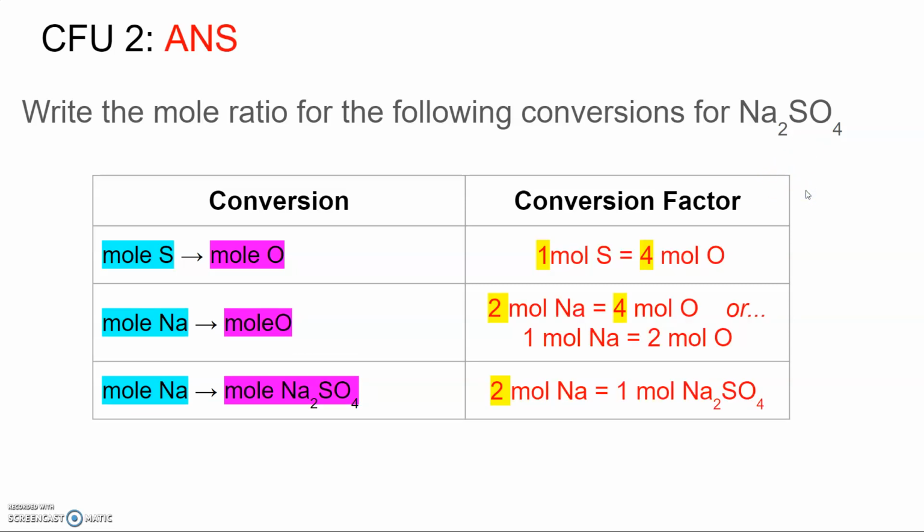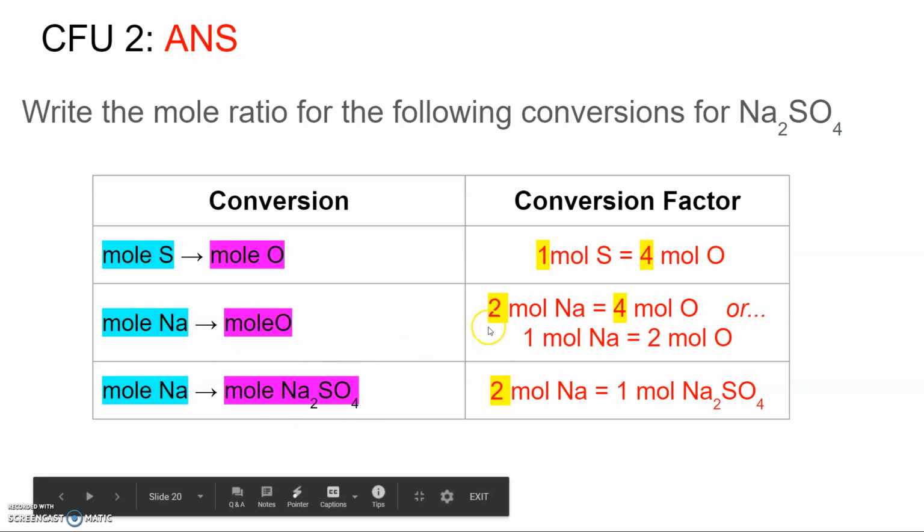All right, so here are your answers for this TFU. For the first two, you're just dealing with atoms, so you would use just the subscripts that you see in the chemical formula. So for sulfur to oxygen, there's 1 sulfur, there's an invisible one there, and 4 oxygen, so it's a 1 to 4. 1 mole of sulfur is equal to 4 moles of oxygen. For sodium to oxygen, there's 2 sodiums and 4 oxygens, so 2 moles of sodium is equal to 4 moles of oxygen, which simplifies to 1 to 2. And then finally, for sodium versus the entire molecule, sodium sulfate, you have 2 moles of sodium for 1 mole of sodium sulfate.